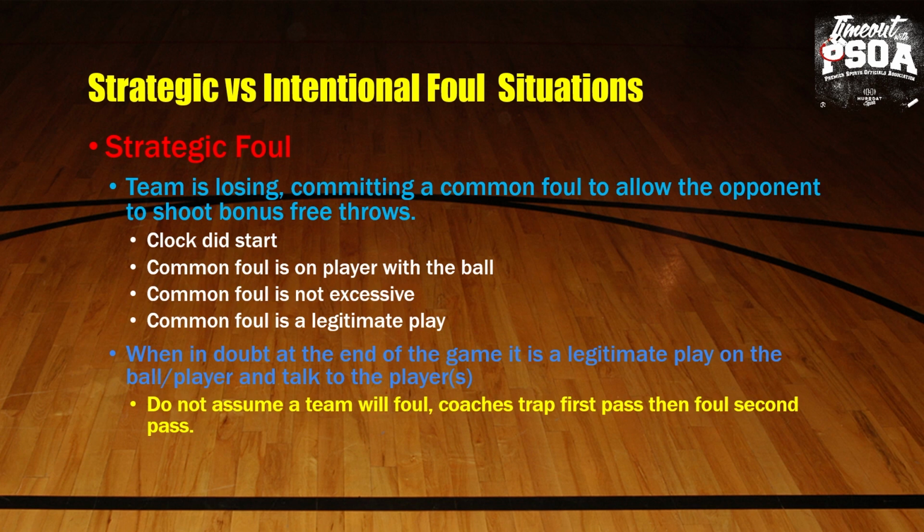Now strategic foul. All right, so now the defense is losing and they want to commit a foul on purpose to allow the opponent to shoot bonus free throws, and the clock did start. The common foul is on the player with the ball, so it's a legitimate play on the ball / player. The common foul is not excessive. They didn't shove them to the ground. They didn't tackle them to the ground. And then it's a common foul is a legitimate play. A strategic foul is a legitimate play to get that ball back to score 3 points versus the 2 or 1 point or 0 points if they miss both free throws.